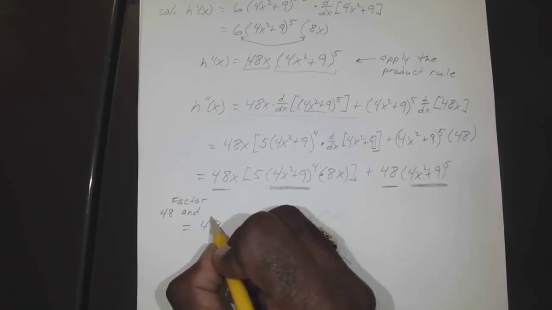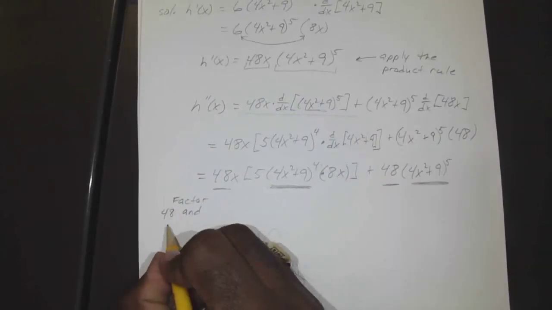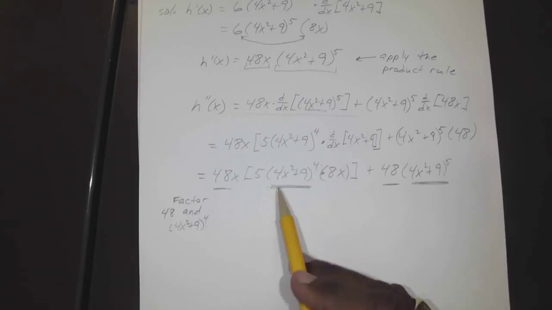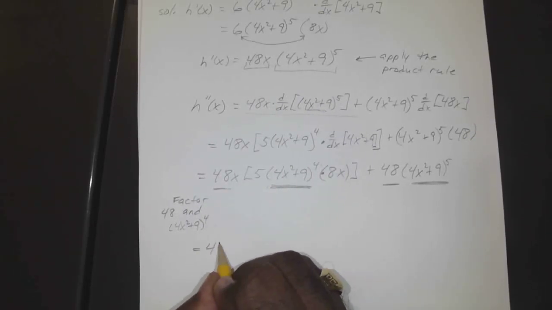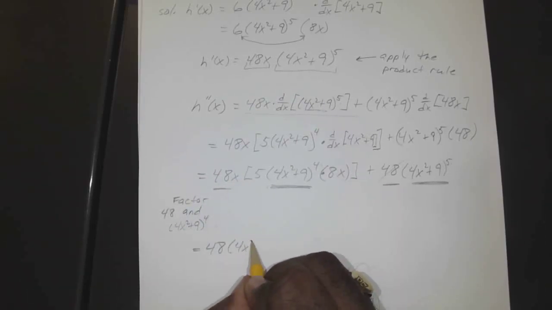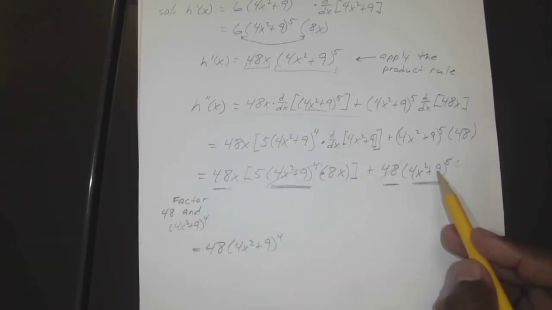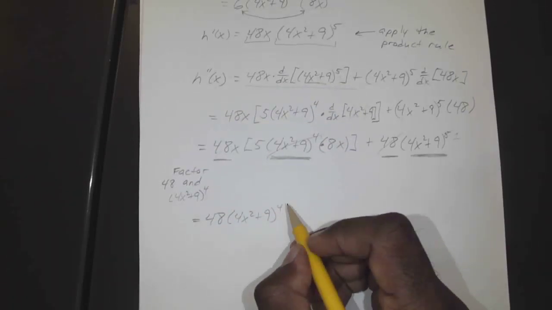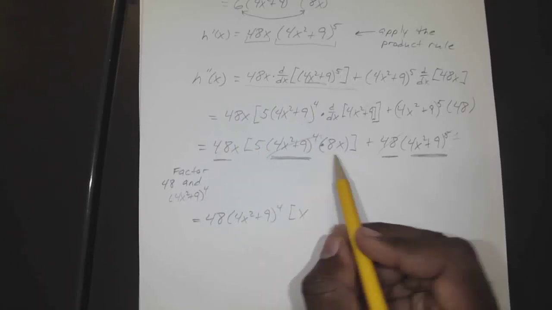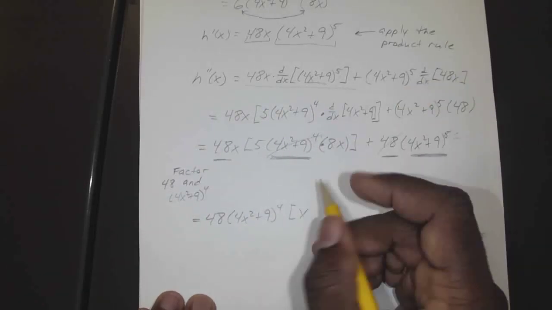I have no idea. Let me move that down a little bit. Factor 48 and 4x squared plus 9 to the 4th. This is to the 5th, this is to the 4th, so we can factor out one of them. So 48, that we factor out of both of those, times 4x squared plus 9 to the 4th, and that just leaves 1 there since we only factored out 4 of them, times x. Remember, you still have your 5 times 8, which is 40. 40, I guess you could say x times, leave that on the outside.